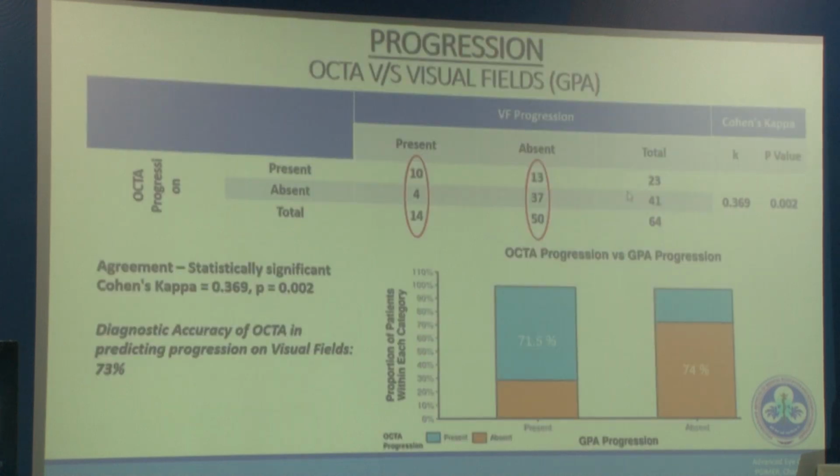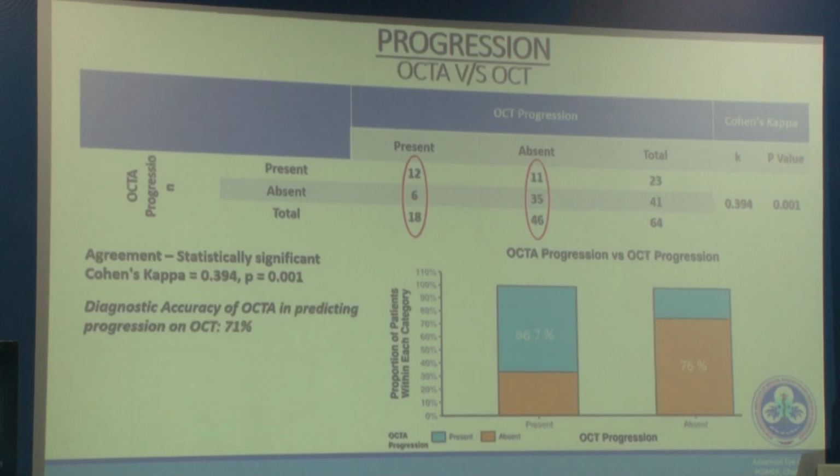So this is to compare the progression on OCT angiography versus visual fields, which is the standard. So we can see when visual field progression was present, in those eyes, OCT angiography progression was also present. So out of 14 eyes of visual field, 10 eyes also progressed on OCT angiography. And when visual field progression was absent, OCT angiography progression was also absent. So the agreement between OCT angiography and visual field was statistically significant with a coherence kappa of minus 0.369.